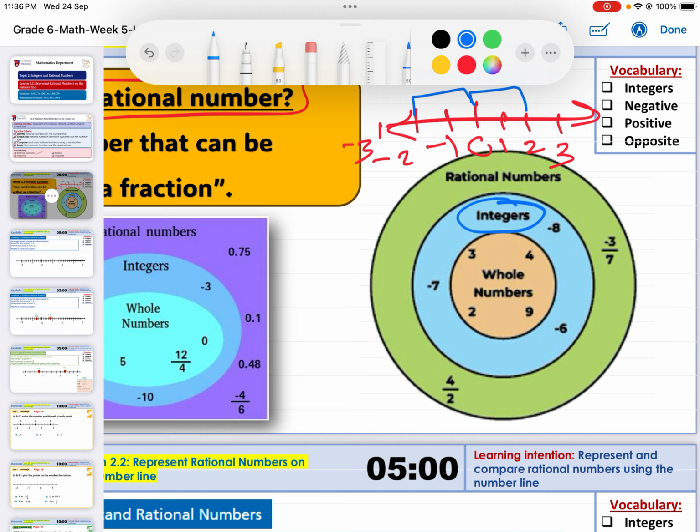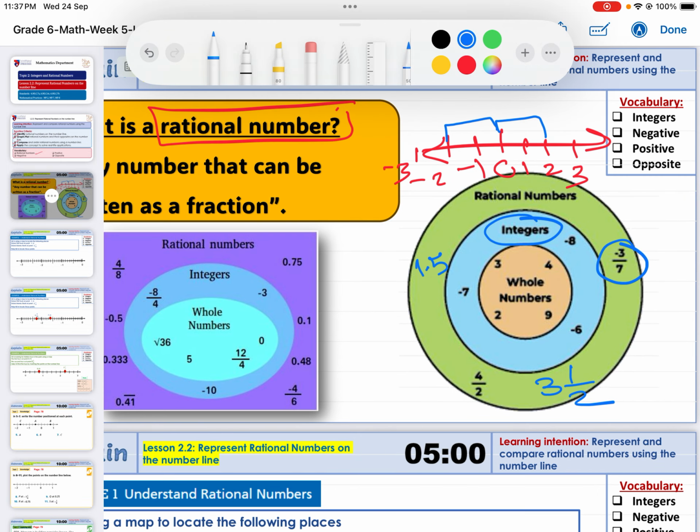Now, we still have so many types of numbers. We have whole numbers, we have fractions, we have decimals, 1.5, we have mixed numbers, 3.5. So for these numbers, we need to find a family. That family is called rational numbers. Basically, rational numbers include whole numbers, integers, decimals, and fractions, positive and negative.